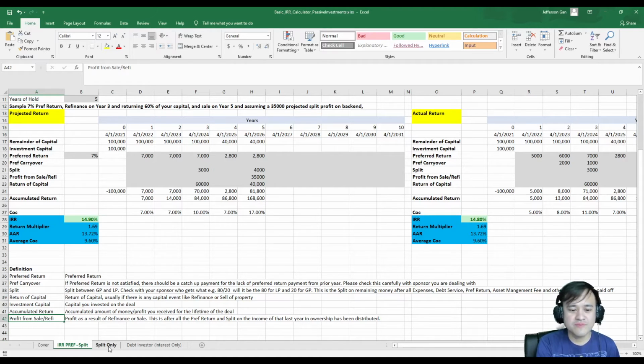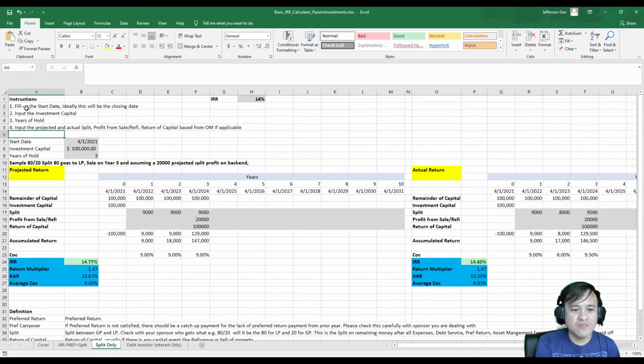So let's go to the next portion, which is the split only. Split only, similar thing, you will input the start date, input the investment capital, the years of hold, then you input the projected and the actual split. So this section. Anything in gray will be the one that you need to input. So in this case, we have an 80-20 split. So assuming, let's say, a projected return of, okay, you will get 9,000 on year 1, then another 9,000 on year 2, then year 3 another 9,000, let's say.